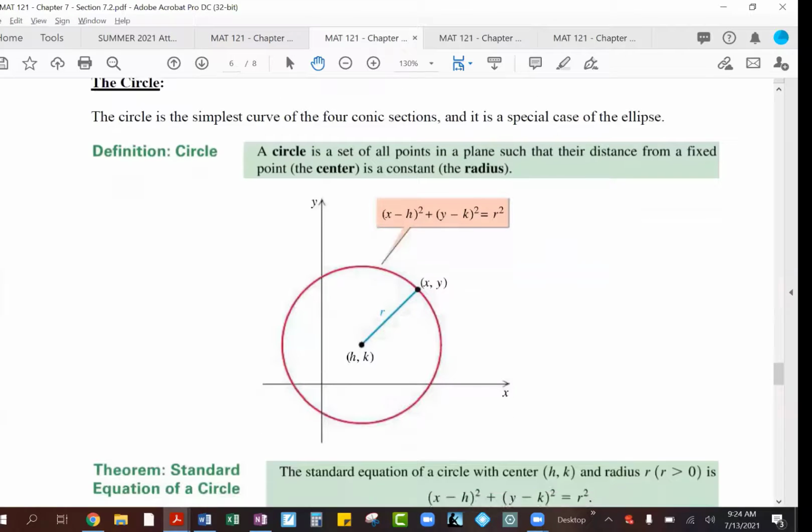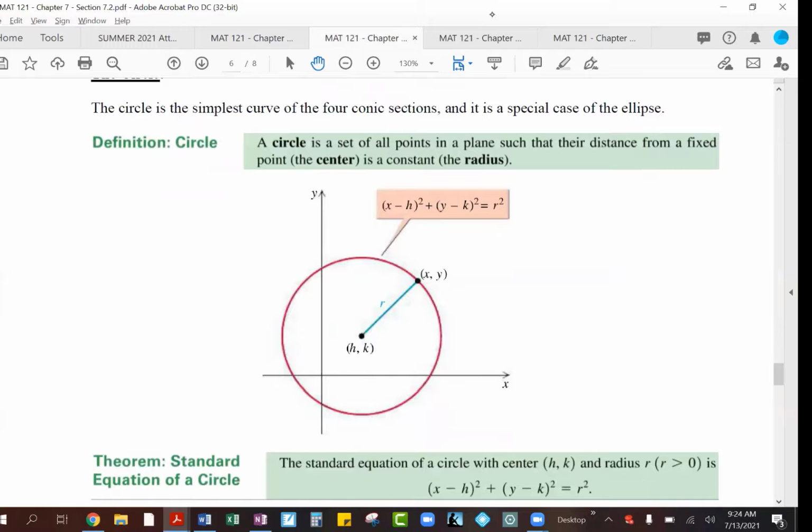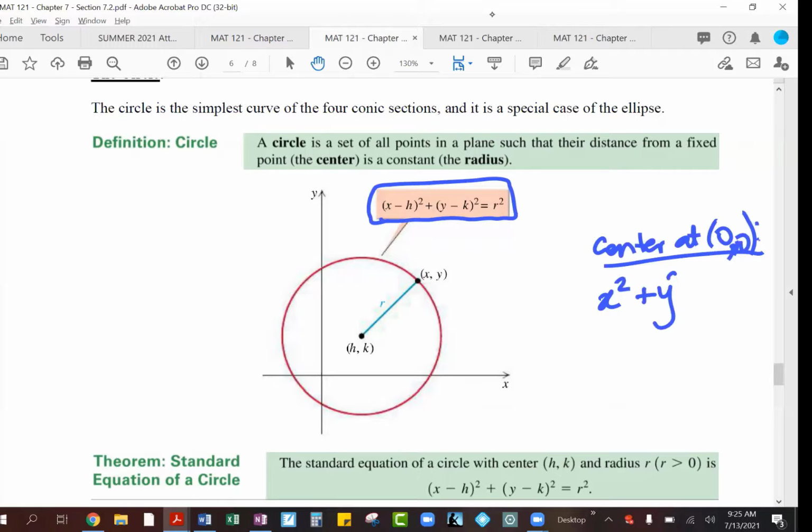Now, circles, you have actually done all of these examples in chapter 1. So you've actually had a little bit of a heads up on this part. So this should look familiar. This is the equation of your circle when it's not centered at (0, 0). If your center is at (0, 0), remember, you don't have to put those h and k values. So you just have x squared plus y squared equals r squared.